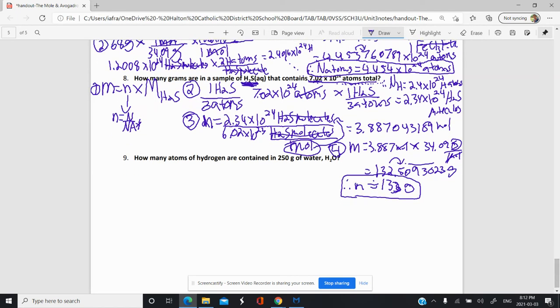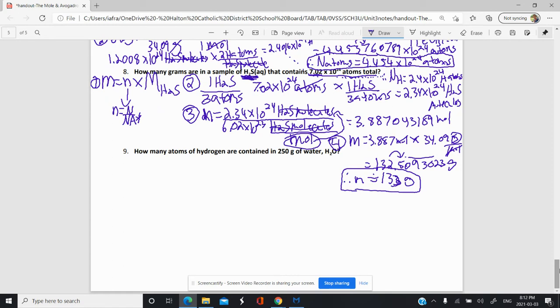How many atoms of hydrogen are contained in 250 grams of water? So I'm going to try to do this only with conversion factors. You'll get the same answer if you do it with the other method, but I'm just going to show you with conversion factors how that would work out. So we want to go from mass to moles to number of particles to number of H atoms.